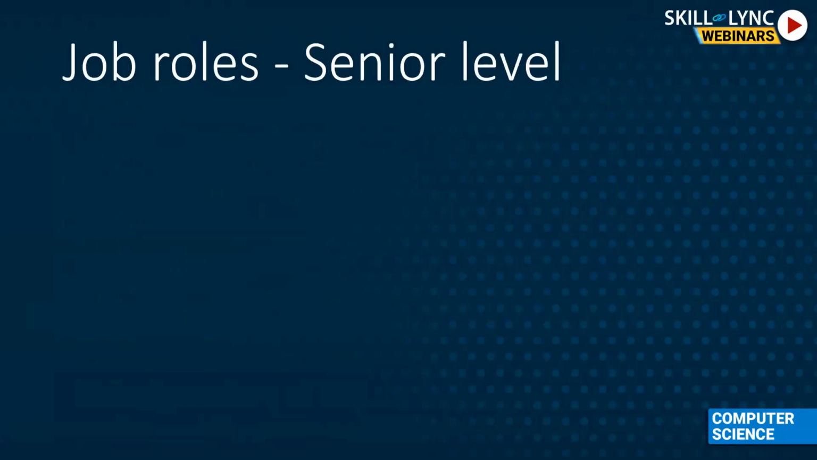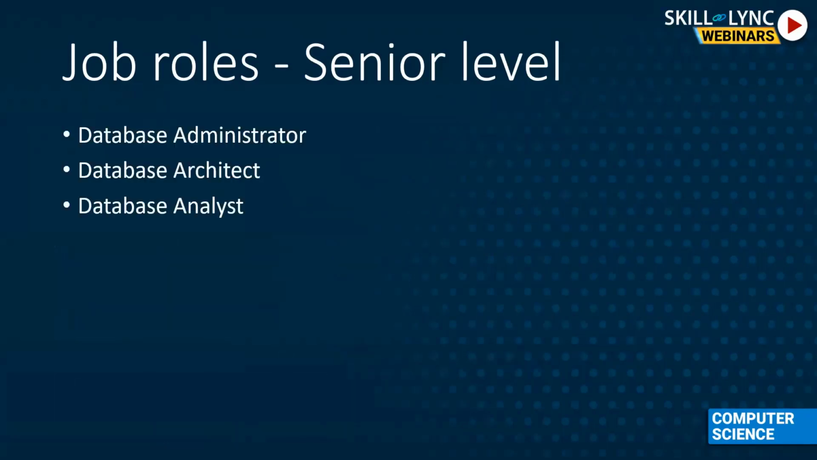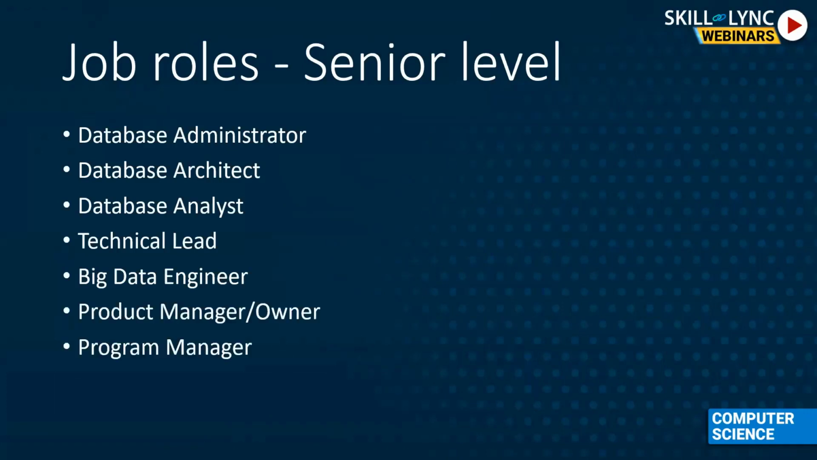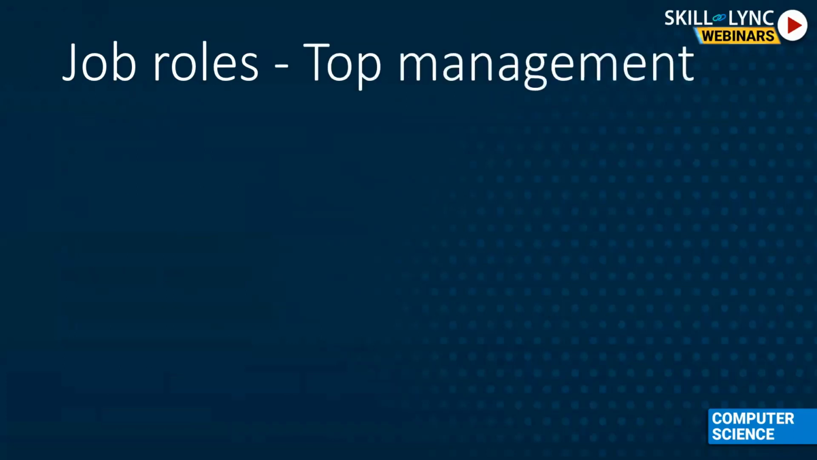If you go to a senior level, you would realize that the salaries would definitely keep increasing. So it says 6,83,000 for senior level. So now for senior level, you would have a database administrator job, architect job, analyst job, technical lead. Now this is much, much more senior level. Okay. A big data engineer, product manager, program manager, etc., or software development engineer 3, IT engineer 3.